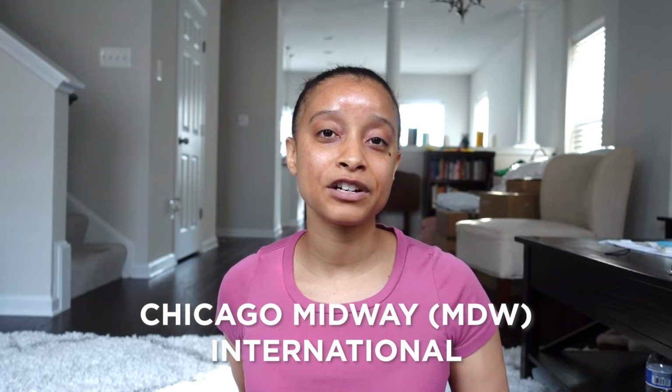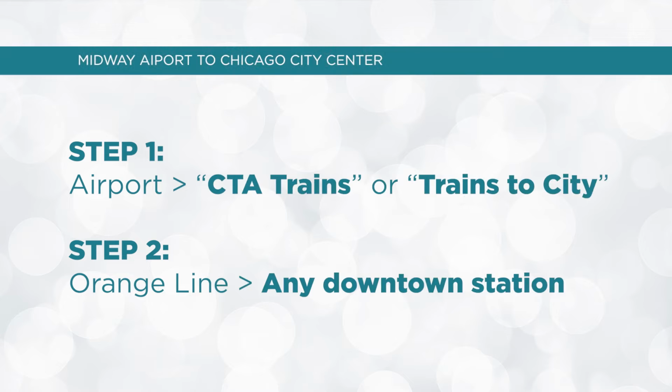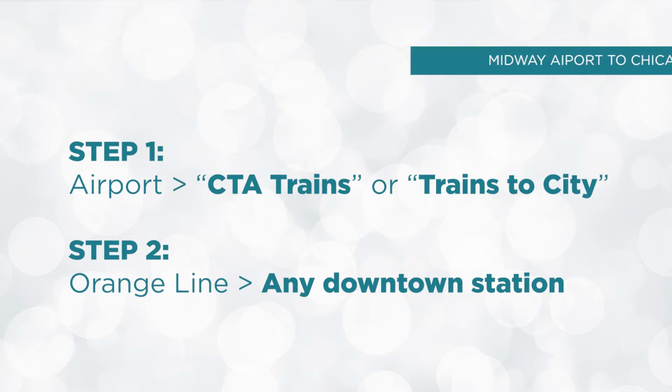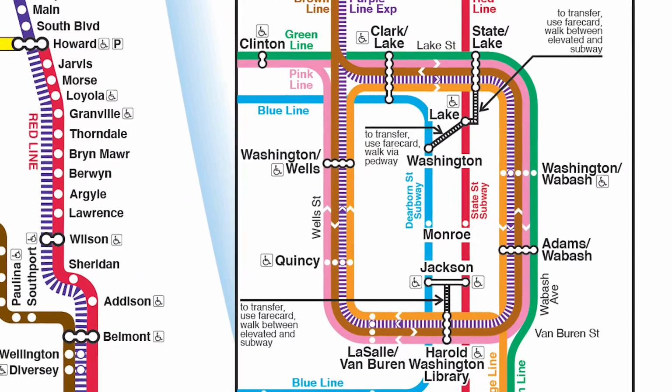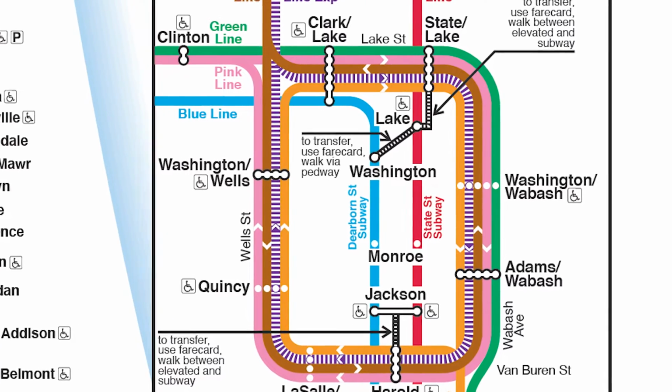If you're coming from Chicago Midway International Airport with the acronym MDW, you want to take the Orange Line CTA rail to any of the downtown stations, whether it's Harold Washington Library, LaSalle Van Buren, Quincy, Washington Wells, Clark Lake, State Lake, Washington Wabash, or Adams Wabash Station. The total travel time is about 35 to 45 minutes. And yes, Chicago Midway Airport is actually closer than Chicago O'Hare.